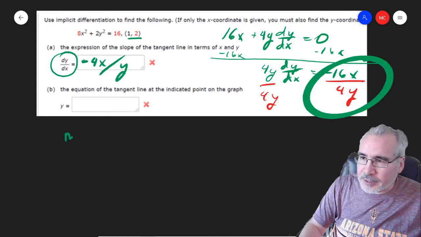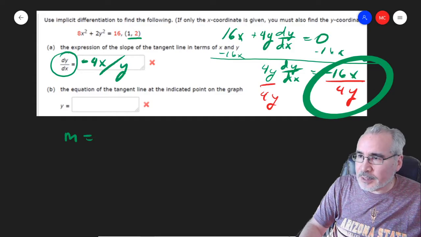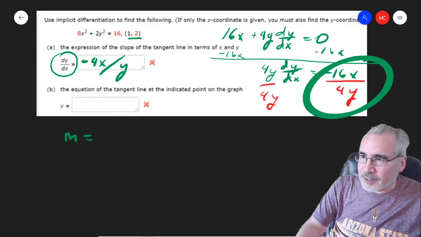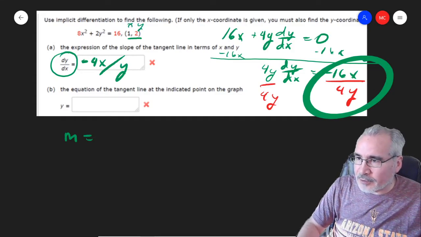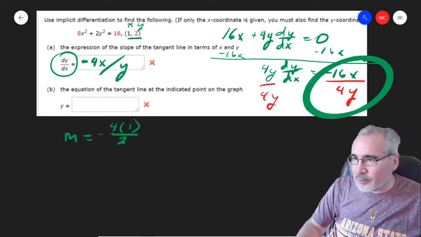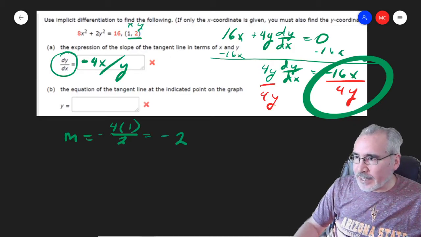So the slope of our tangent line is going to be, and here's our x and here's our y, minus 4 times x, which is 1, over y, which is 2. So that's going to be 4 over 2, which is 2. Our slope is negative 2 at this point. We've got the coordinates of (1, 2).